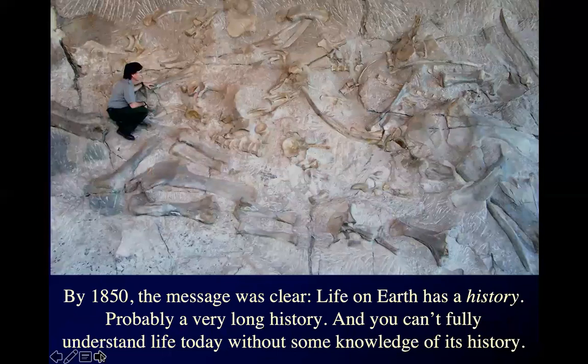And by 1850, scientists had worked it out. Life on Earth has a history, probably an extremely long history, although nobody knew exactly how long just then. Here's some evidence for that history. That's dinosaur bones left in place for people to see at Dinosaur National Monument outside Vernal, Utah. Well worth a visit if you're ever out that way. Life's got a history, and you cannot fully understand life today without knowing something about its history. Just like you can't understand why the United States is the way it is without knowing how we got this way, you can't fully understand why life on Earth is the way it is without knowing how it got this way.